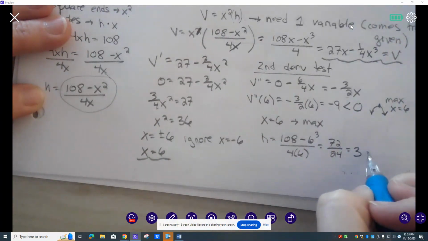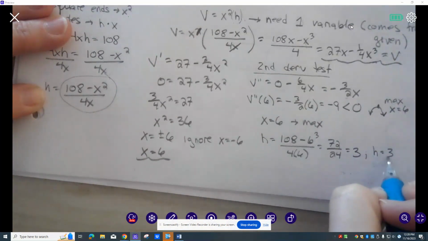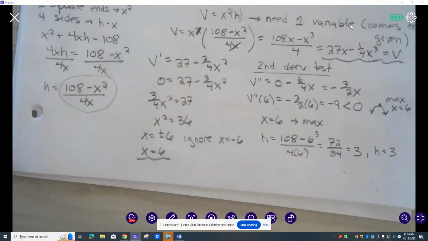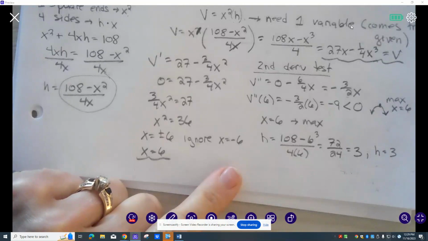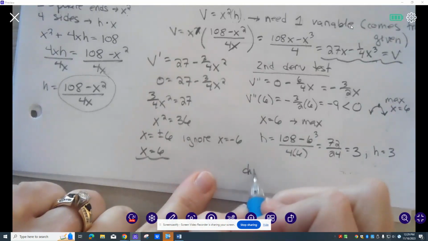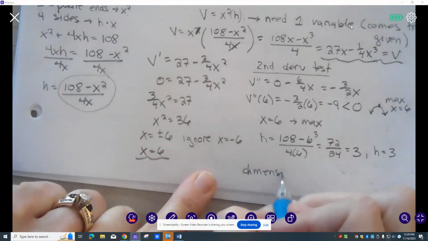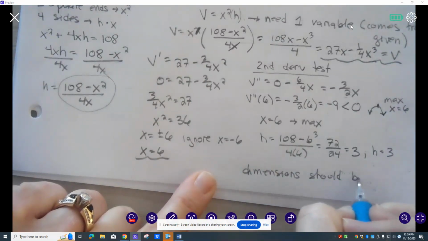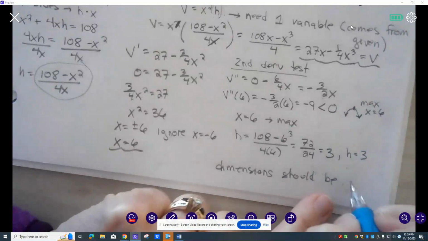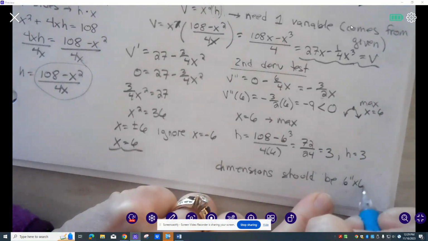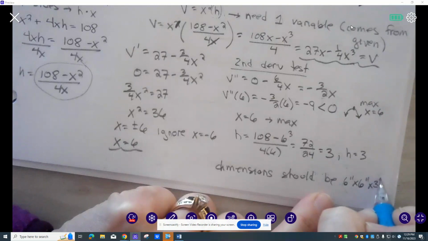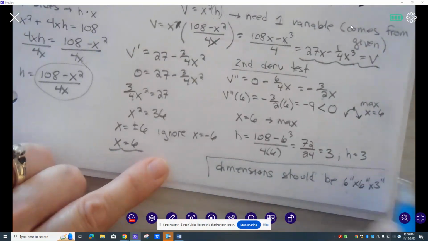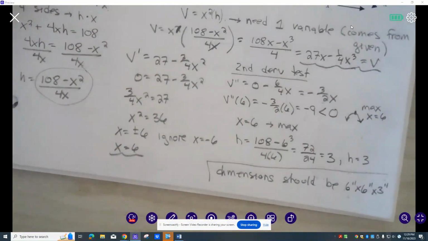So h equals 3. My volume, remember, was x squared times h. So the dimensions should be 6 inches by 6 inches by 3 inches. All right, that's your first optimization problem.